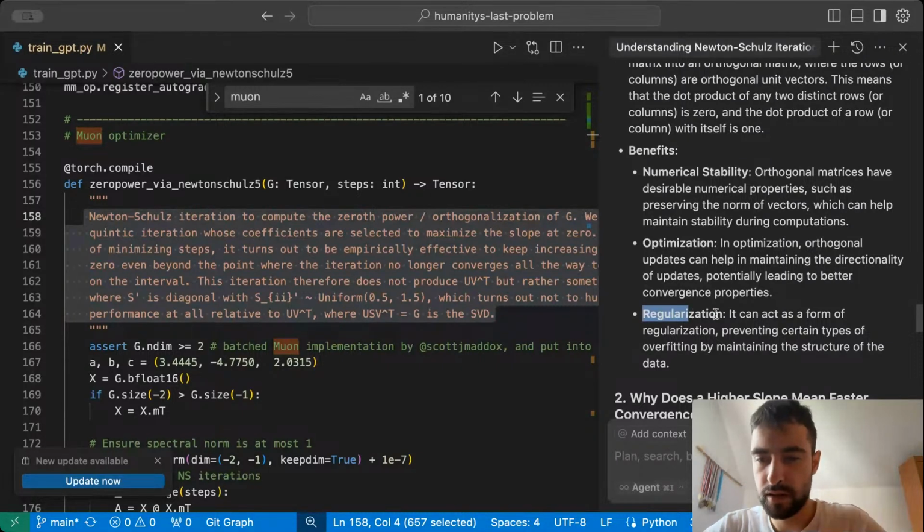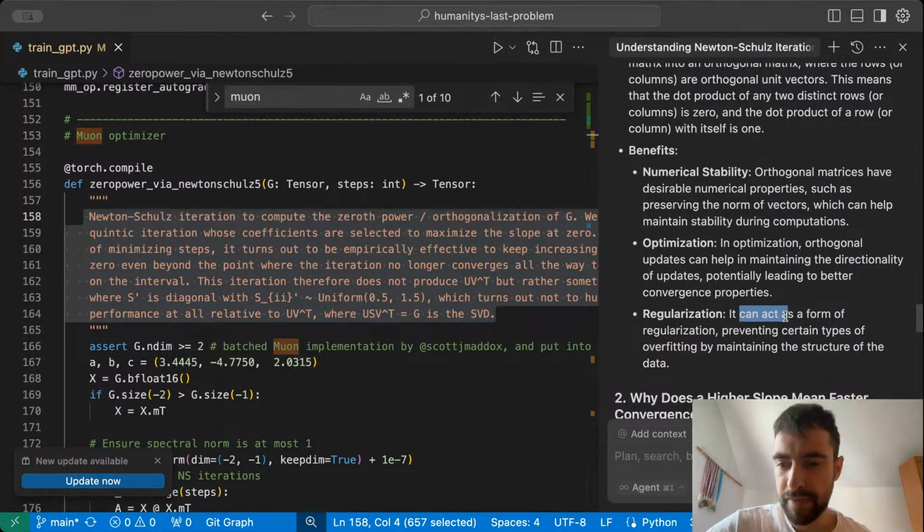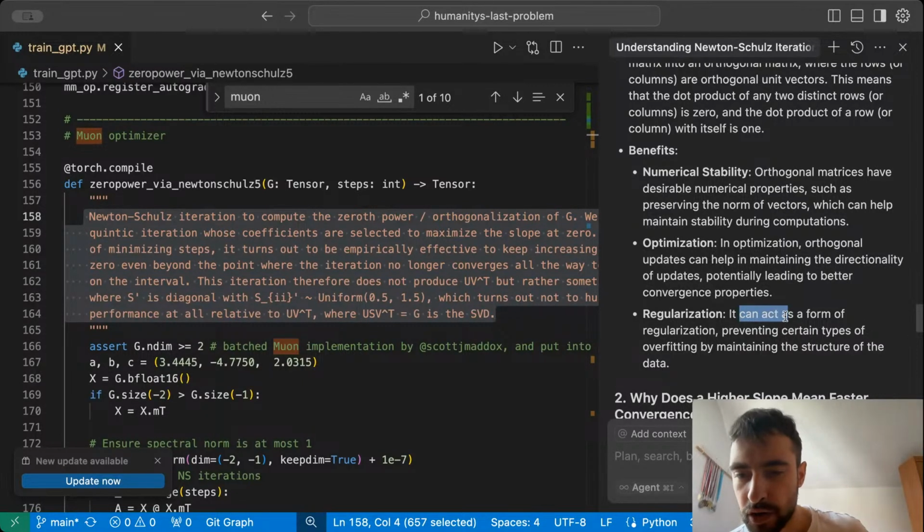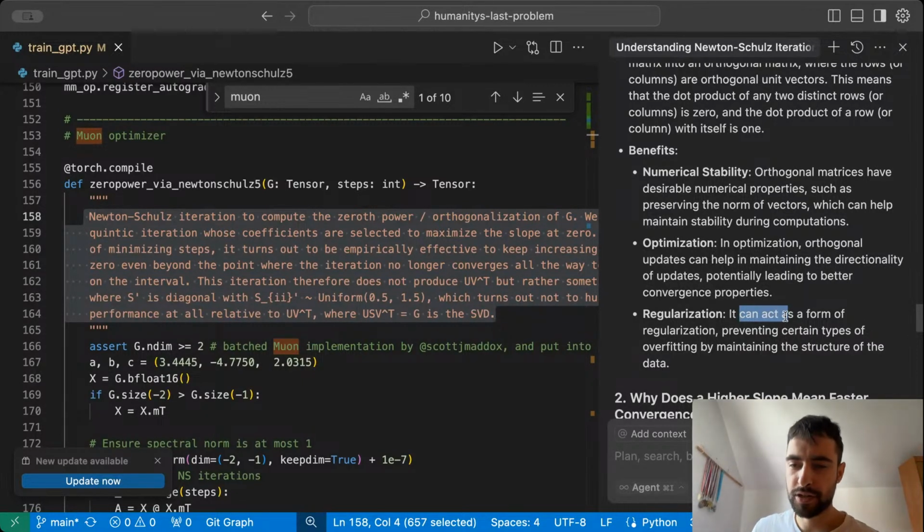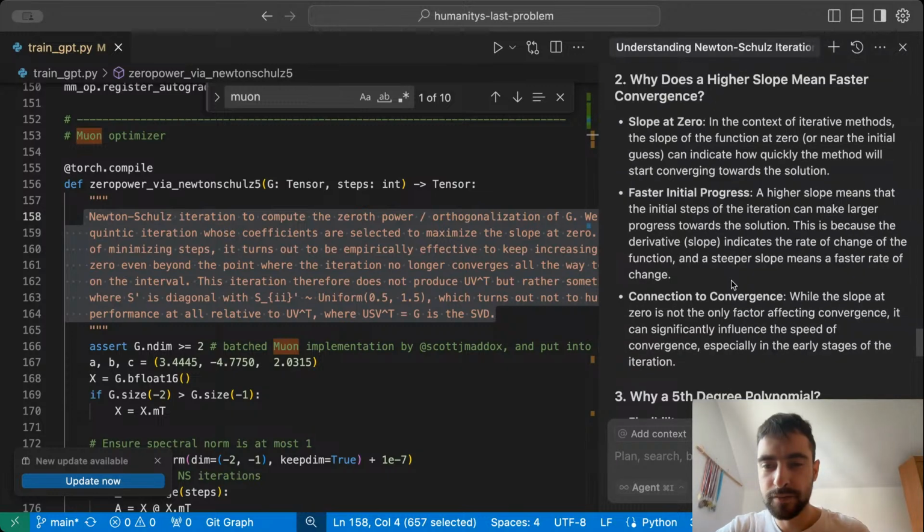Regularization. It can act as a form of regularization, preventing certain types of overfitting by maintaining the structure of the... it needs to explain like why and how. Okay.